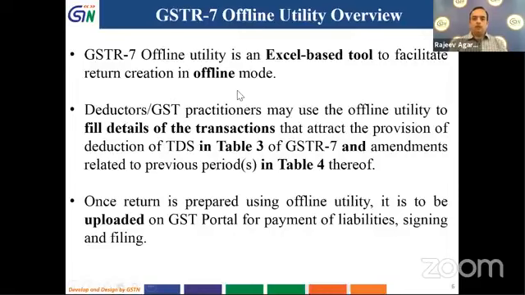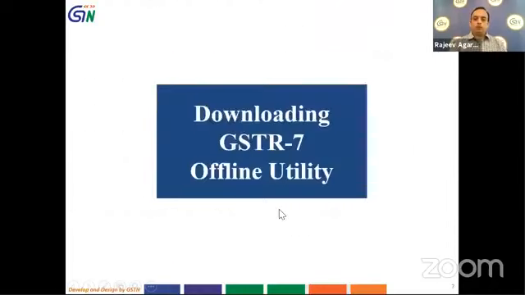So what is the GSTR 7 offline utility? It's an Excel-based tool to facilitate creation of the return in offline mode. So you need not be connected to the internet. You can simply download the return offline utility, fill in the details, and then connect to the internet and upload it again. This utility provides, as we have already seen, the facility to fill in details of table 3 and table 4. In table 3 you fill in the details of the transactions for that particular month, and if any amendments are there, then you give those amendments in table 4. Once the return is prepared using the offline utility, it is to be uploaded on the GST portal.